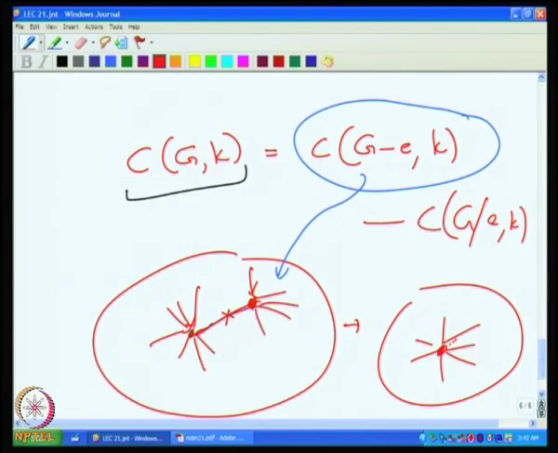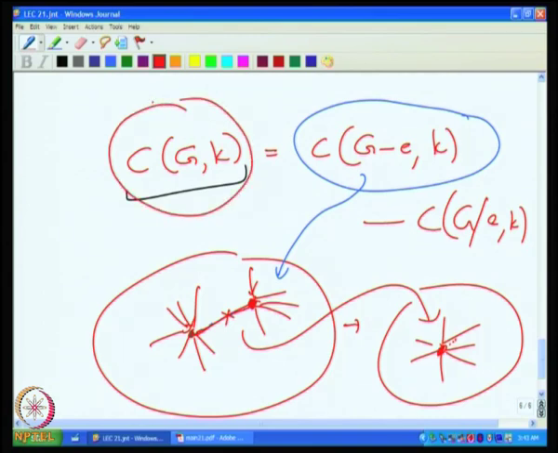Therefore, any coloring of G minus e where these two colors are the same corresponds to a coloring of G contracted e, and that color will be given to the contracted vertex. The other way, any coloring of this contracted graph after contracting the edge e corresponds to a coloring of G minus e. So the K colorings of G minus e where both endpoints of e which we are removing get the same color correspond to the K colorings of G contracted e. Therefore, from the number of K colorings of G minus e, we can subtract off the number of K colorings of G contracted e, and that will give the number of K colorings of G.